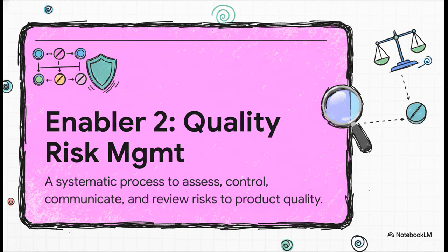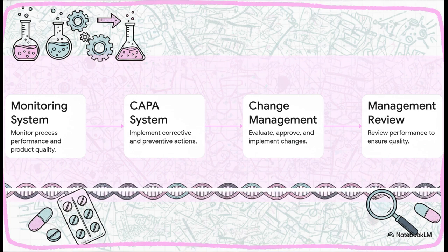This is the proactive side of things. It's about using science and data to look ahead, identify what could go wrong, and deal with those potential risks before they ever become a problem for a patient. Okay, so if knowledge and risk management are the foundation, what gets built on top?